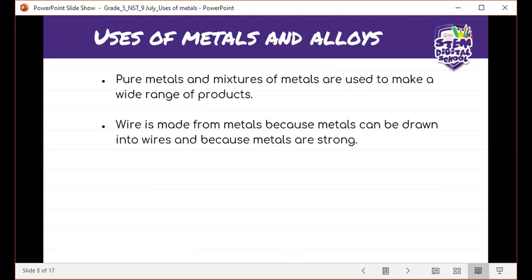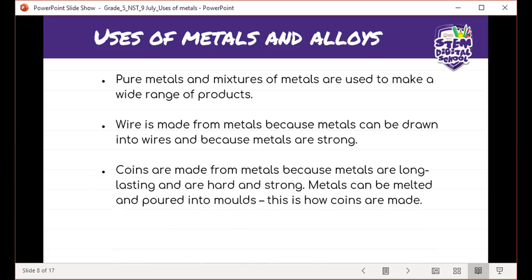Okay, then wire is made from metals because metals can be drawn into wires and because metals are strong. Very much important to note that metals are strong. And then coins are made from metals because metals are long lasting and are hard and strong. Metals can be melted and poured into molds, and this is how coins are made. Right.